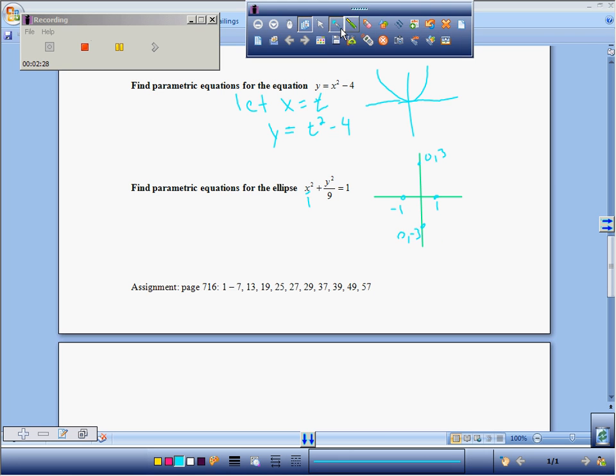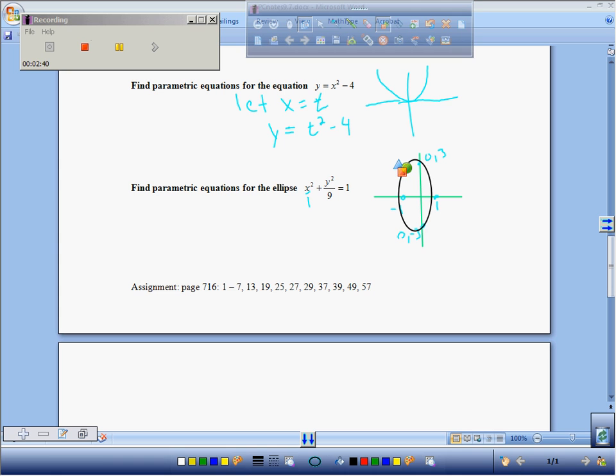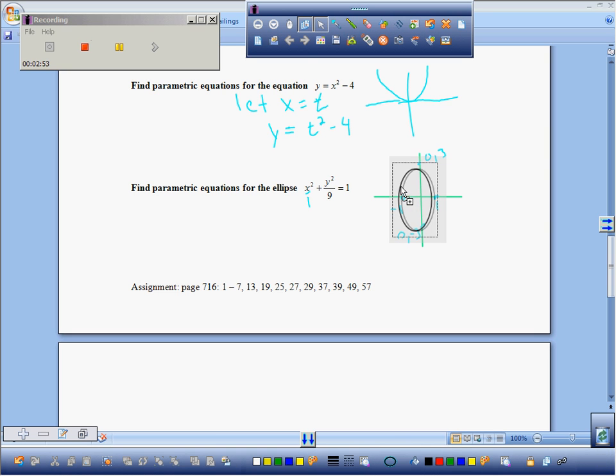So if I were to sketch that ellipse with my ellipse drawing tool, let's see if I can draw an ellipse in there. I'm going to have to make it fatter. That's too big, too short. Let's see if I can figure that out. Now if I grab this and drag it over here, kind of like that, that looks pretty good. You get the idea, right?